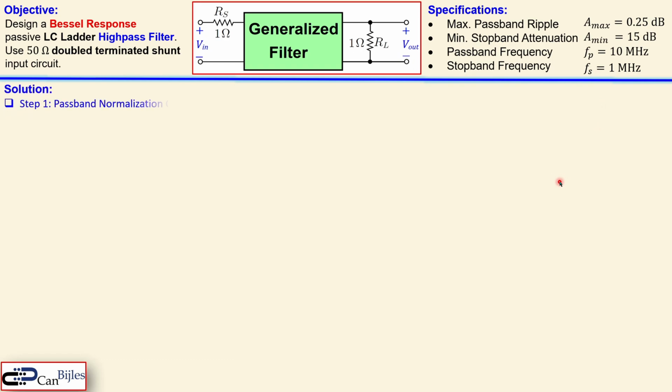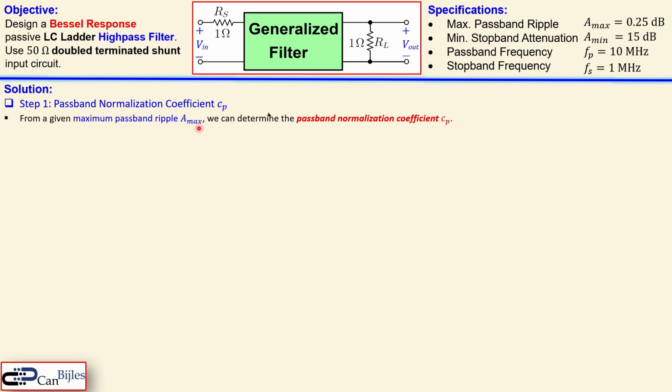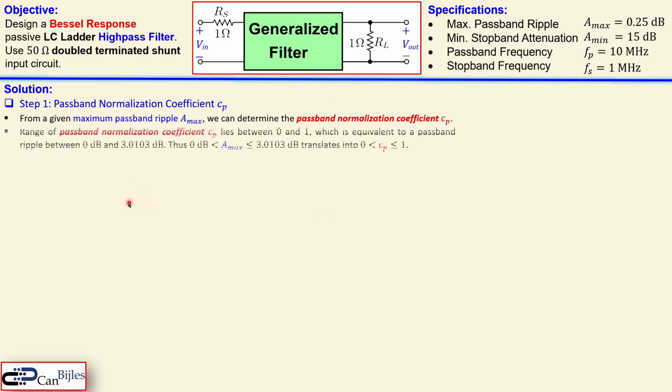The first step, step 1, is the passband normalization coefficient CP. For a given maximum passband ripple, in this case 0.25, we can determine the coefficient for that. So we have a normalized coefficient which relates to this A max. This passband normalization coefficient lies between 0 and 1, so it's just a number. And that is equivalent to the passband ripple in dB between 0 and approximately 3.01 dB. So we can see the relationship between that. It translates the A max into a CP value.